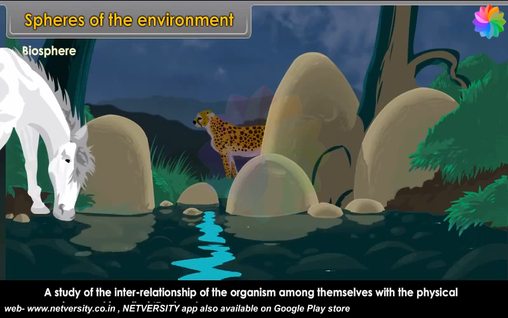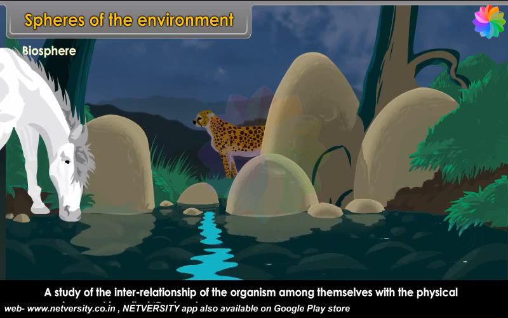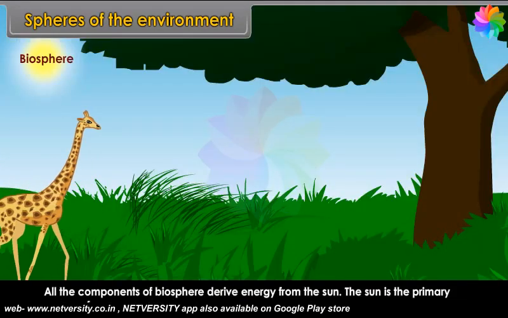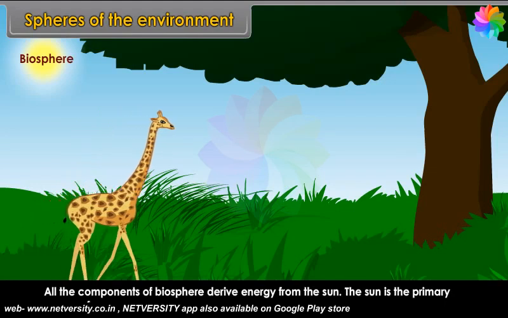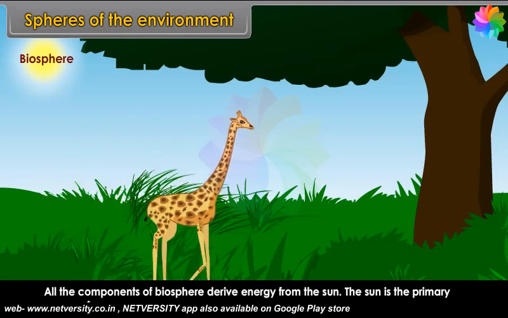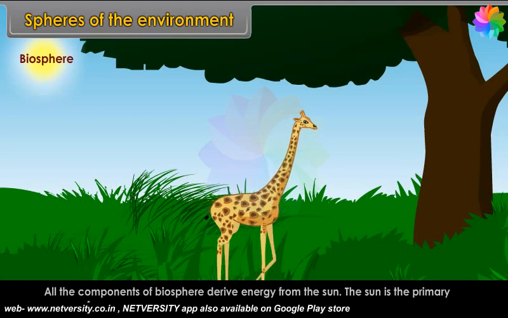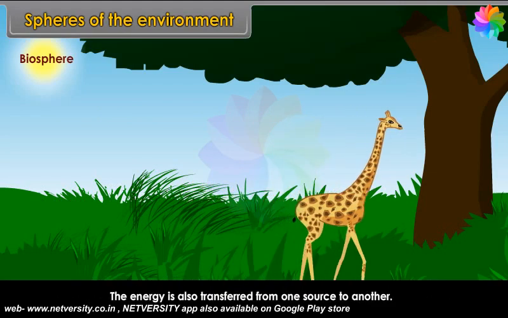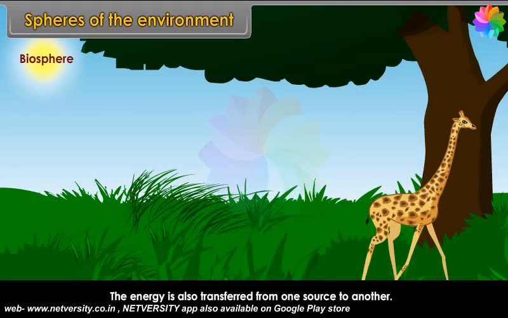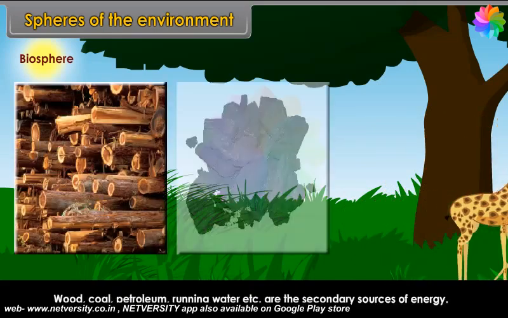All the components of the biosphere derive energy from the sun. The sun is the primary source of energy. The energy is also transferred from one source to another. Wood, coal, petroleum, running water, etc. are the secondary sources of energy.